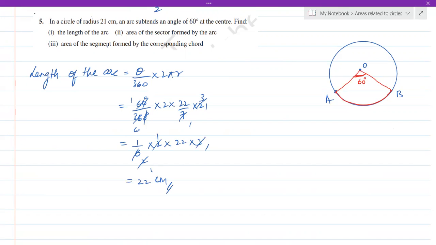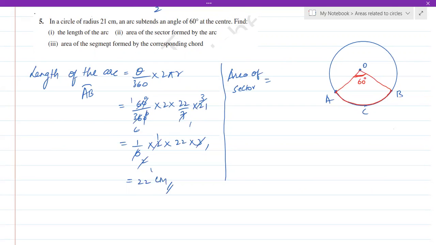Next thing that we have to find is the area of the sector. See, the length of the arc is arc AB, that's the thing that we have found. Length of the arc AB. So the area of the sector, the name is OABO. Or let's take a point here, then it will become OACBO.